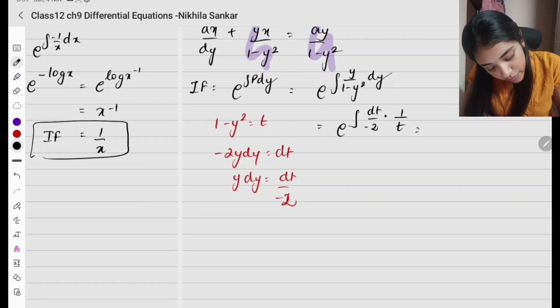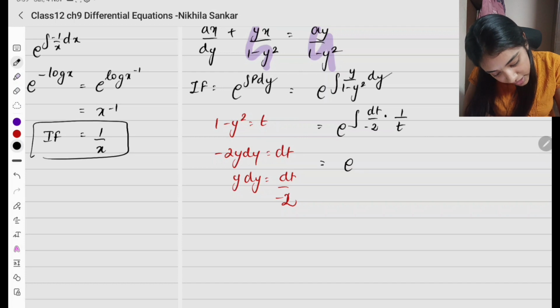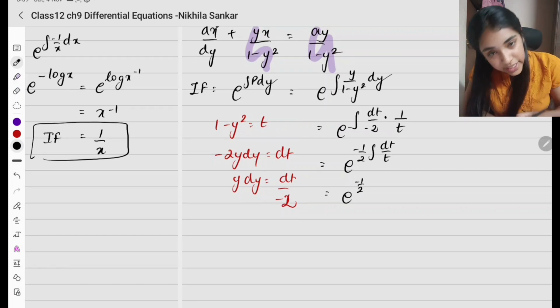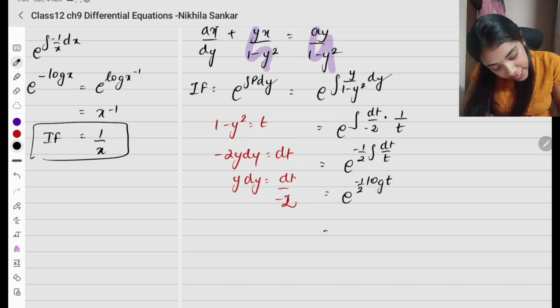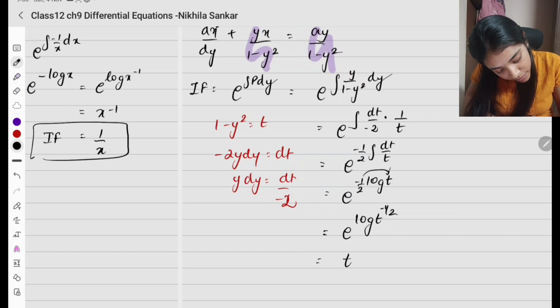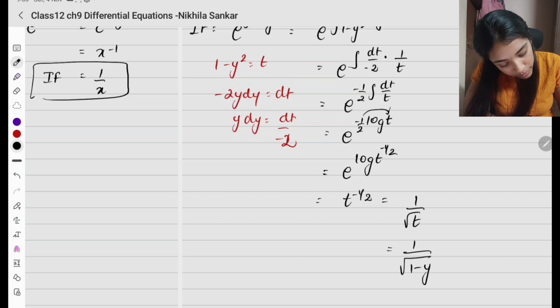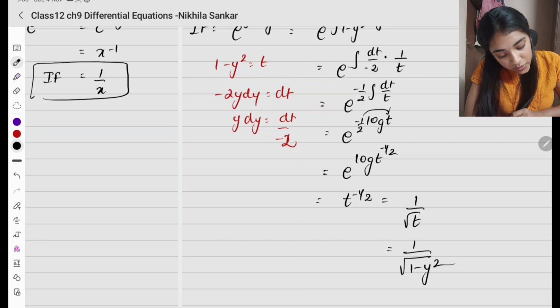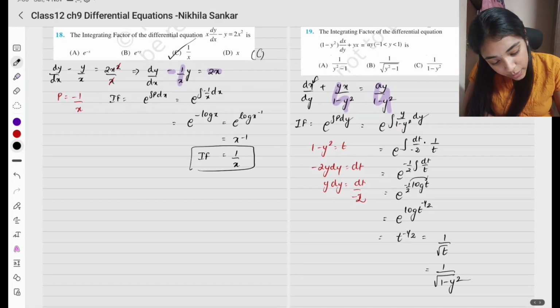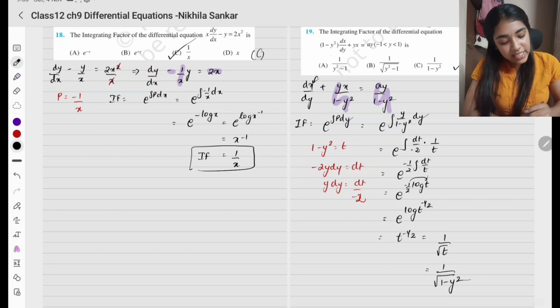Okay, so இப்போ minus 1 by 2 வெளியில் எடுத்தா என்ன ஆகும்? I have e raised to minus half integral dt by t. So this is going to be e to the minus half is a constant. 1 by t oda integral is going to be log t. This is further going to be in the minus half and I மேல கொண்டு போறேன். So I have log t to the power minus half. So this is going to be t to the power minus half, which is going to be 1 by square root of t. But what is my t? This is going to be 1 by square root of 1 minus y square. Okay, so this is my solution. So 1 by square root of 1 minus y square எங்க இருக்கு? Option D is the correct answer.